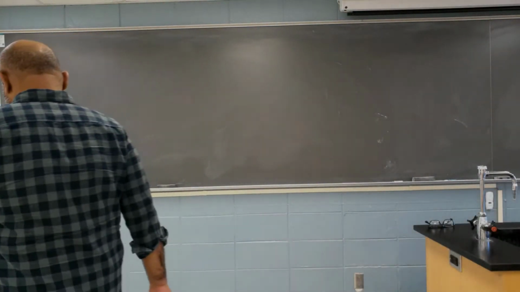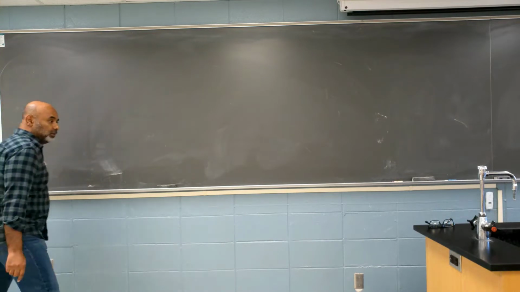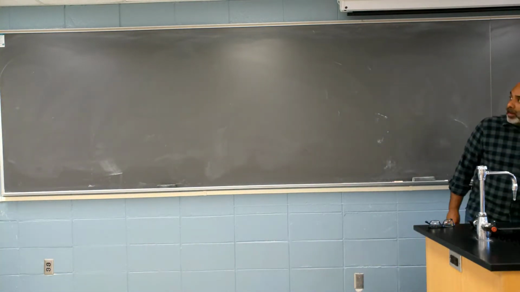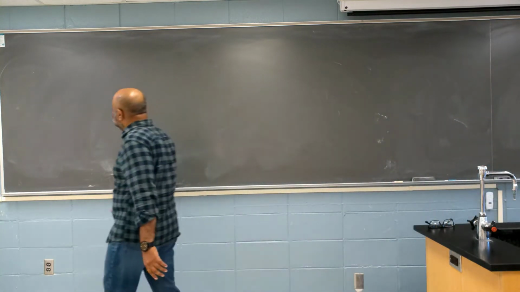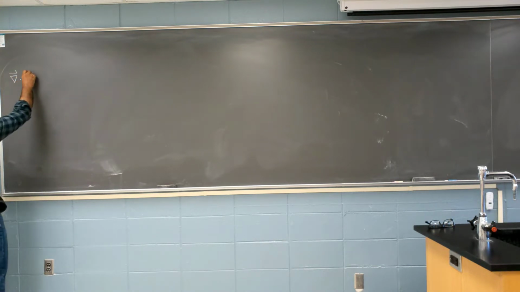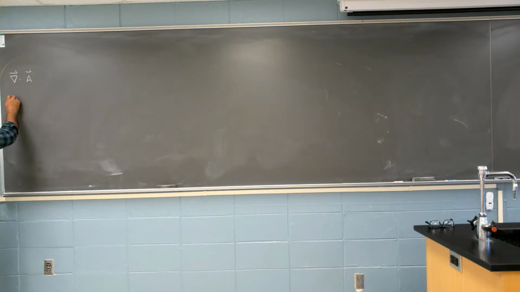Okay, so I would like to clarify two things. We talked about divergence. This, for example, is the divergence of a vector field. You know how to take it. You also know how to take the gradient of a function.